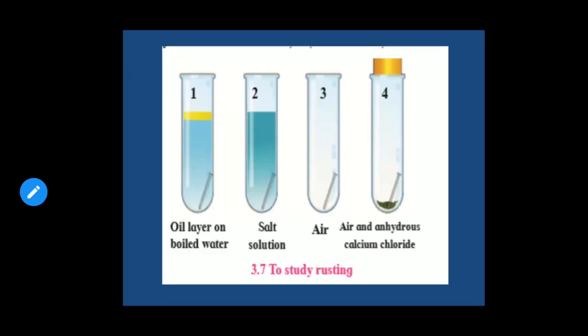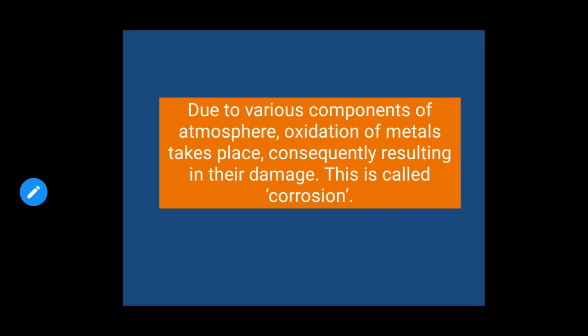One activity is given in your textbook which shows that water and air are necessary for rusting, and the rusting process takes place rapidly in presence of salt. So due to various components of atmosphere, oxidation of metal takes place, subsequently resulting in their damage. It is called corrosion.